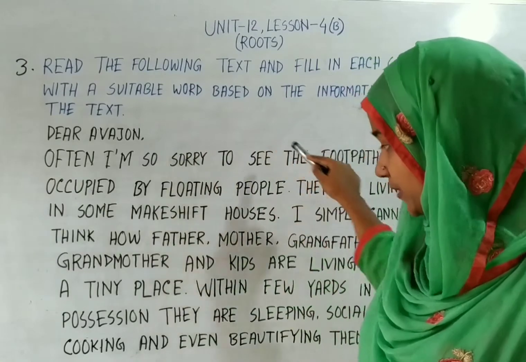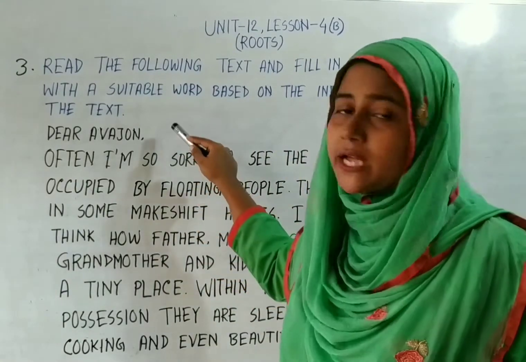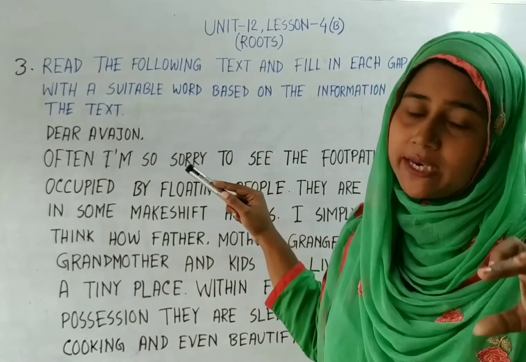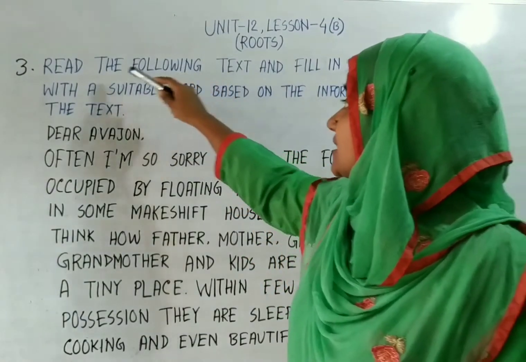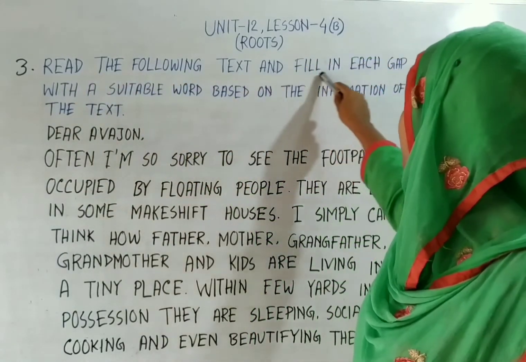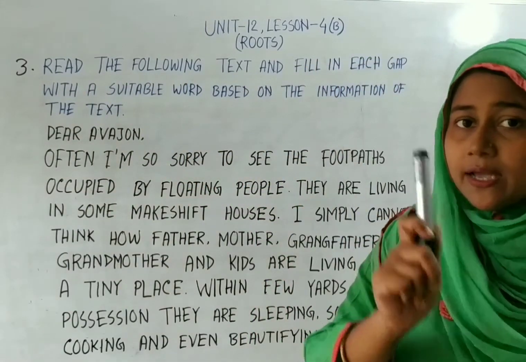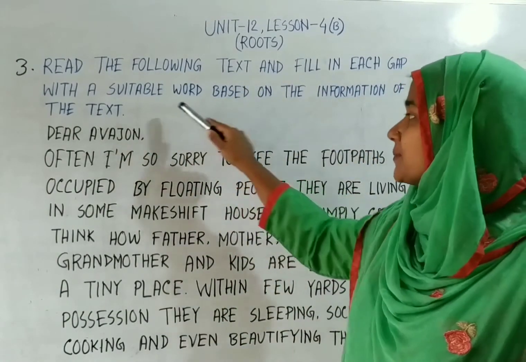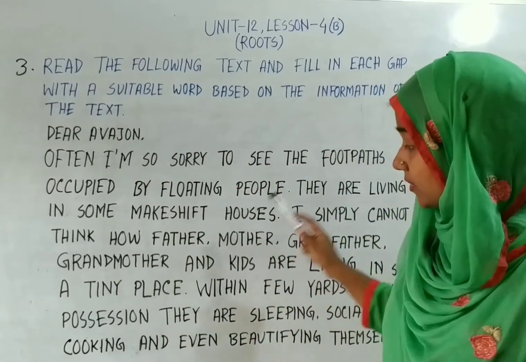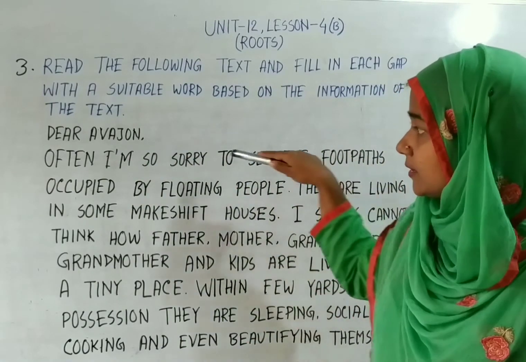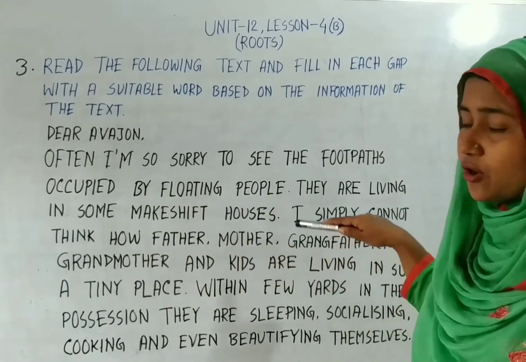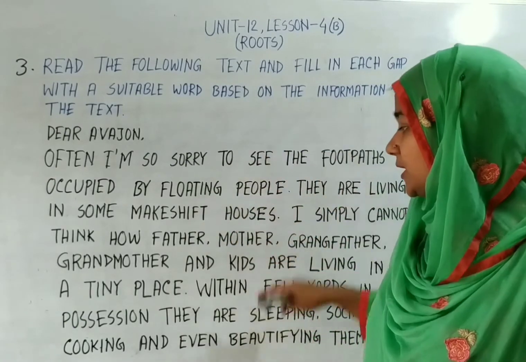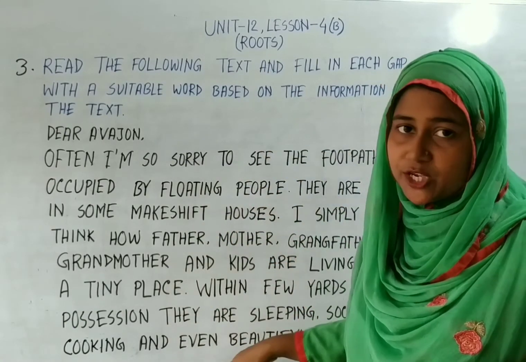That means a text will be given in your question paper and you have to read that two or three times, because you have to collect some information. Based on this, read the following text and fill in each gap. You have to fill the gaps with a suitable word based on the information of the text. So from these texts, you have to collect all the information. You should read this one carefully because you have to collect some information.